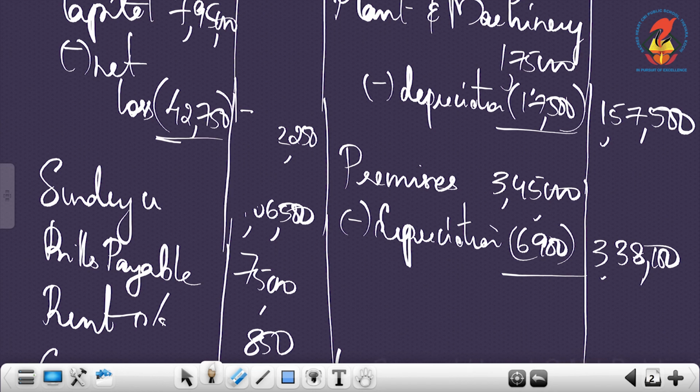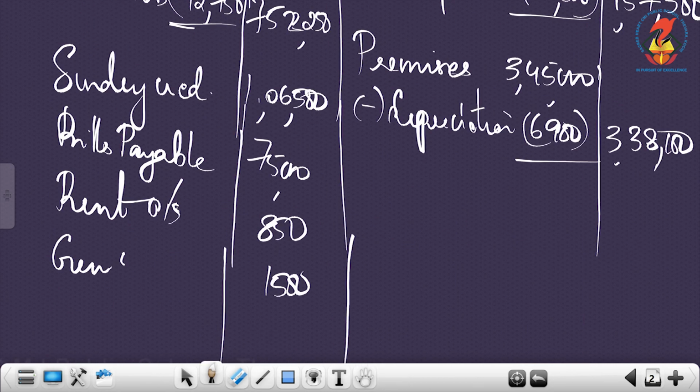Here it is 7,52,250 and it is 1,06,500. Sundry creditors will be like 1,06,500. This is rent outstanding. The other one is general expenses outstanding.